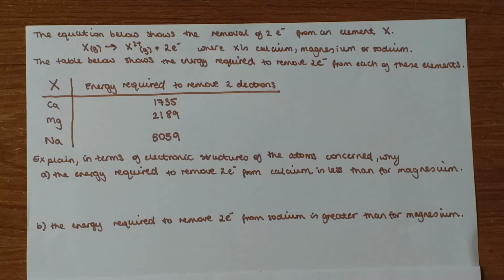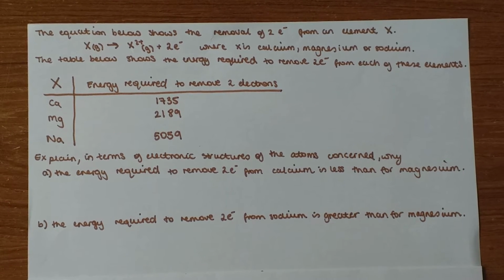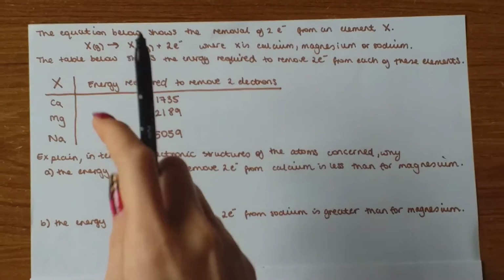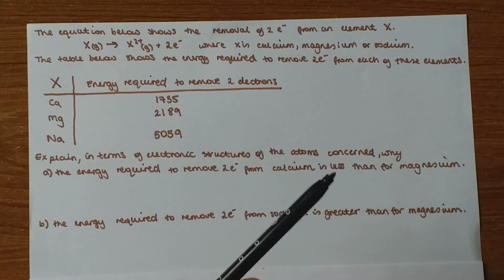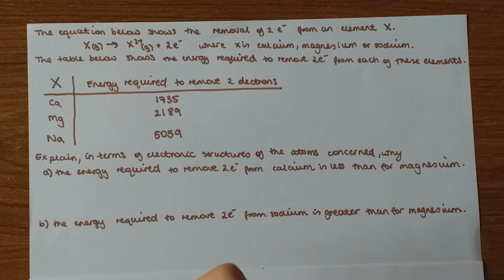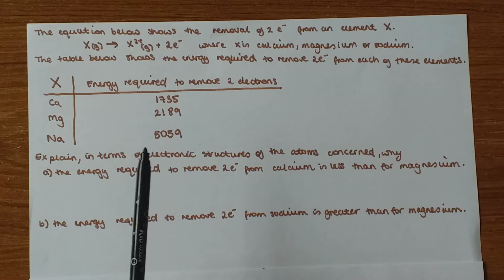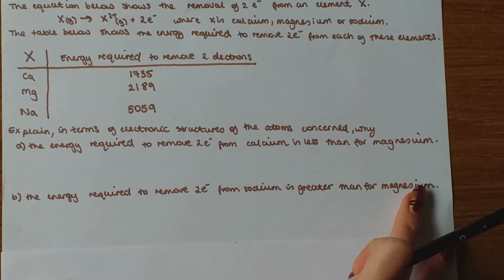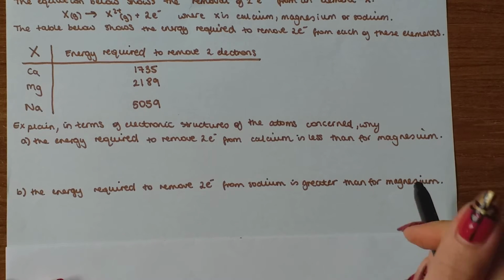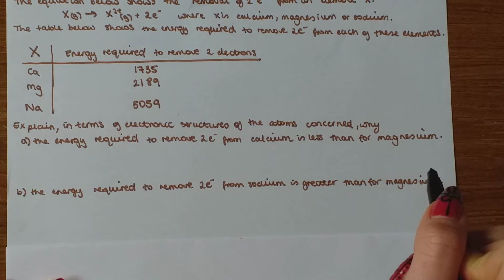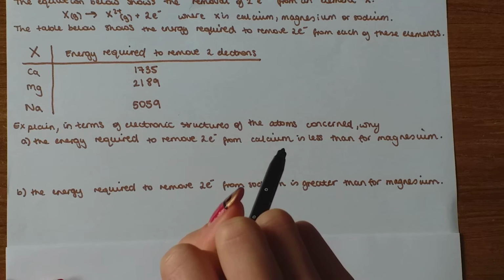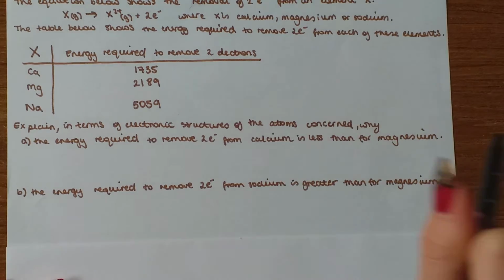Next question says the equation below shows the removal of 2 electrons from an element X. This is the equation, and X is calcium, magnesium or sodium. The table below shows the energy required to remove 2 electrons from each of these elements, calcium, magnesium and sodium. Explain in terms of the electronic structures of the atoms concerned why the energy required to remove 2 electrons from calcium is less than that for magnesium.